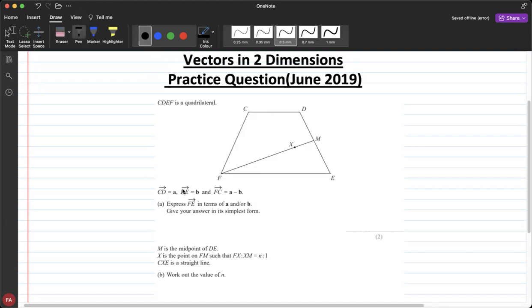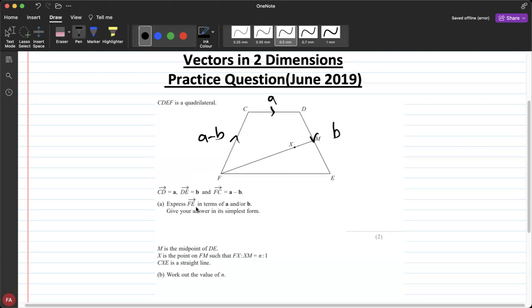They've given us that CD equals A, DE equals B, and similarly FC equals A minus B. For my convenience, and this is something I highly suggest in your exam, label this out with your pencil. So CD is given to you as A. Similarly, this entire side is given to you as B. And finally, FC is given to you as A minus B.